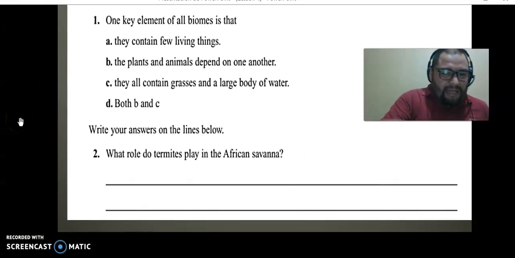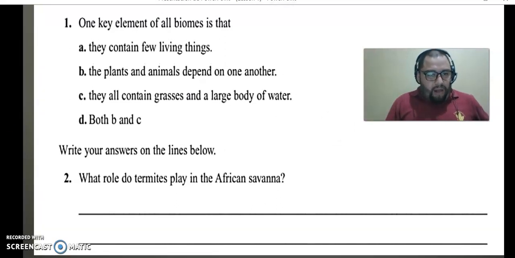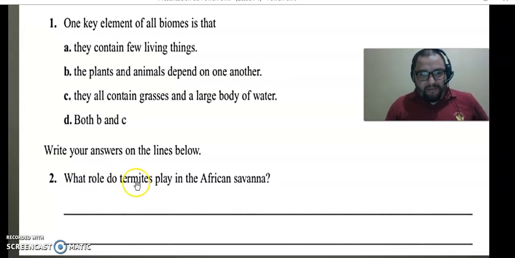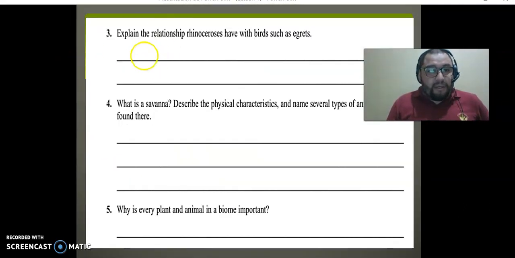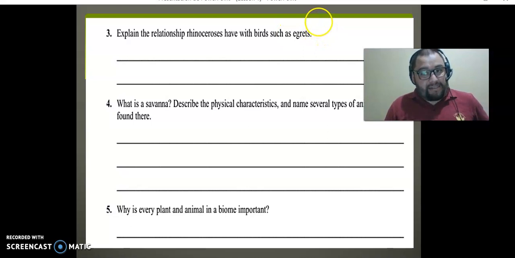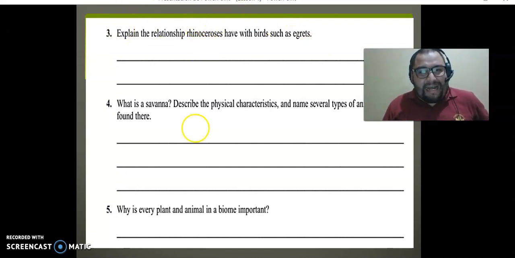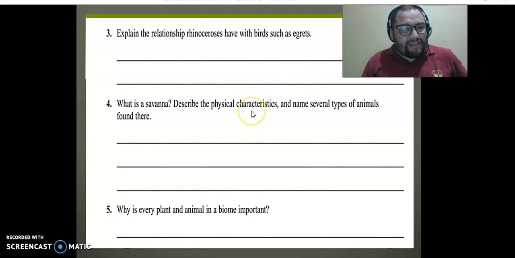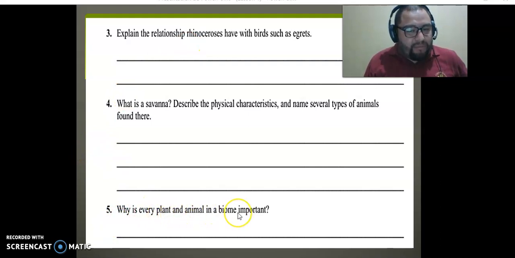Write your answers on the line below. What role do termites play in the African savannah? Super easy, right? And the other question is, my computer is crazy today. I don't know what happened. Explain the relationship rhinoceroses have with birds such as egrets. Remember, right? What is a savanna? Describe the physical characteristics and name several types of animals found there. And the last question is, why is every plant and animal in the biome important?